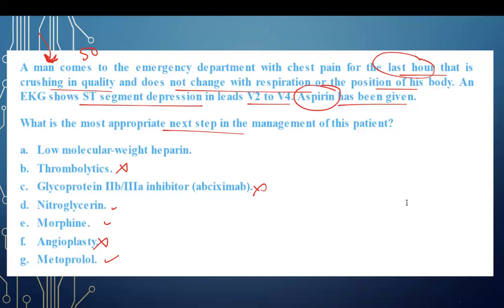No, it can't be a GERD, right? Reflux will not be a crushing chest pain, and you would not get ST depression also. So crushing chest pain, it's not a GERD. Yes, if it is ST elevation, angioplasty.